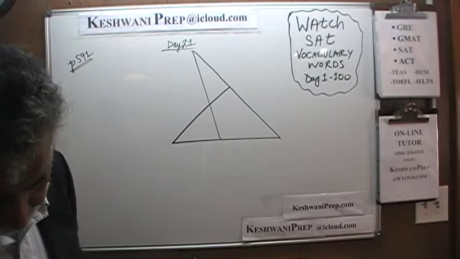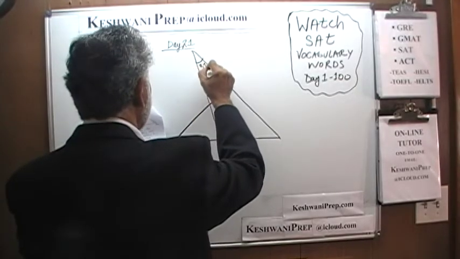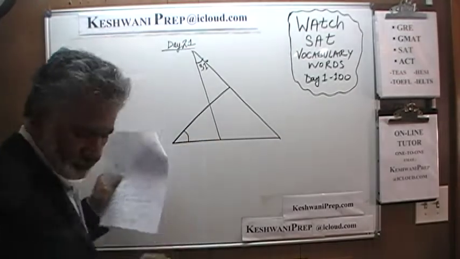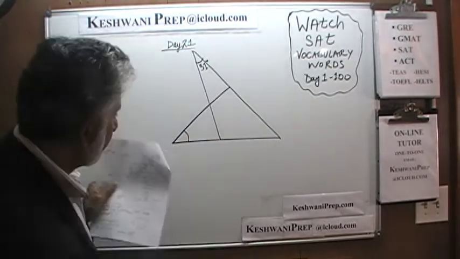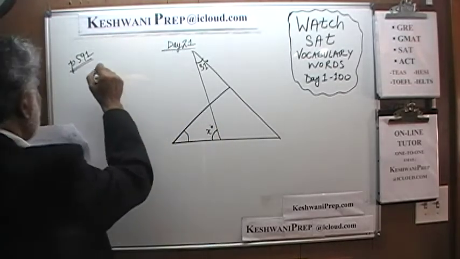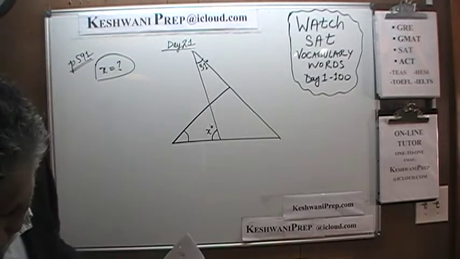It looks something like this. We are told that this angle is 31 degrees. This is given to us. And what we want to find out is this angle, rather, x degrees. We want to find out what x is equal to. That's the bottom line.